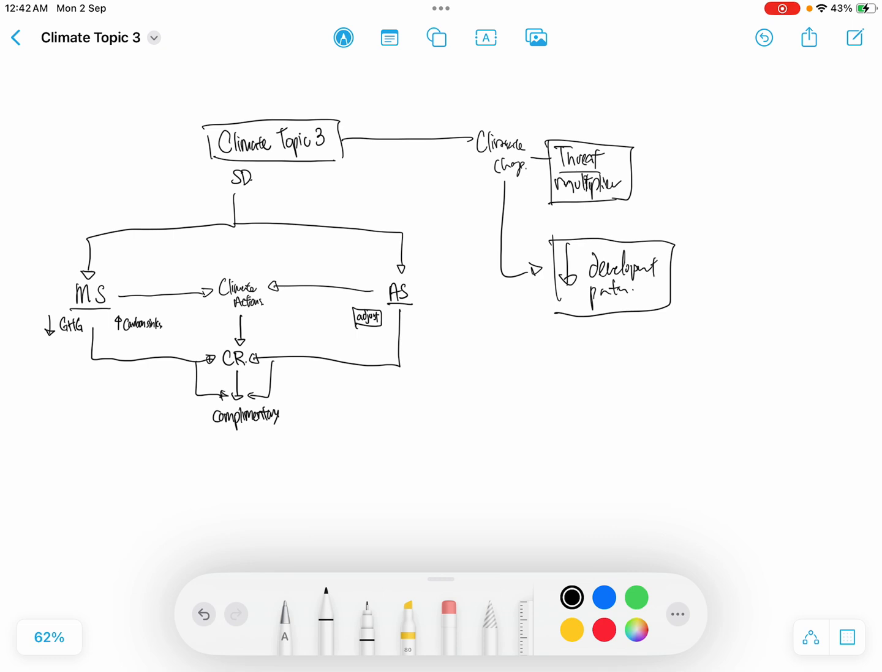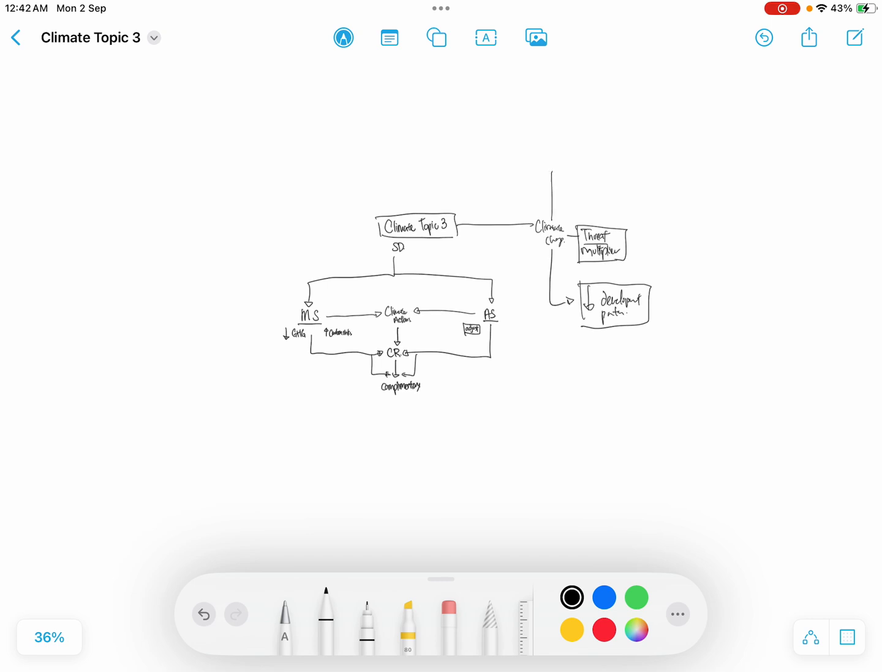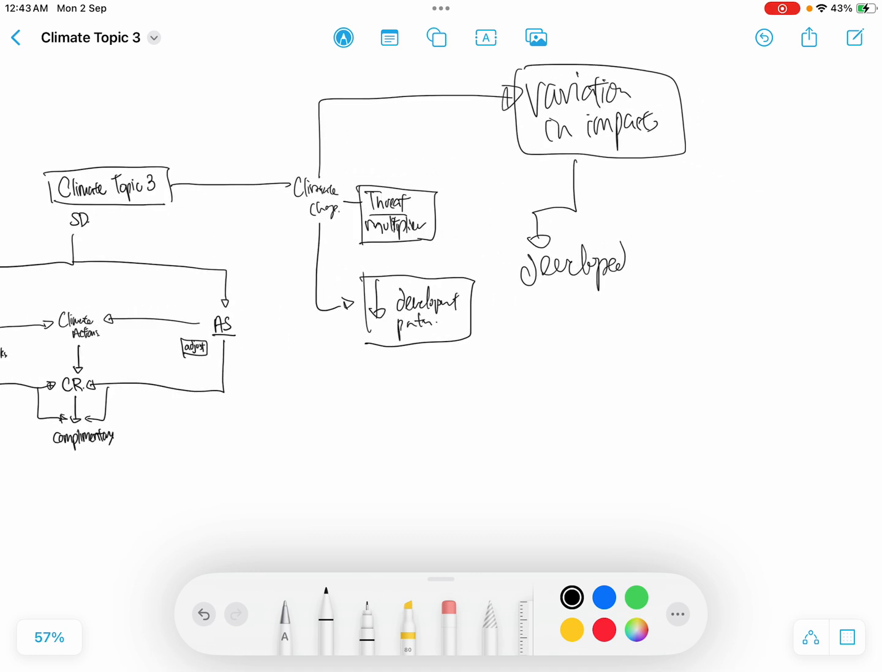So that is that. And last but not least, you need to understand that climate change can also have variation in impacts. Okay, what do I mean? Developed versus developing countries. There is always an impact. Most of the time in the developing countries, they will be impacted most. This is the enduring understanding that everyone needs to know.